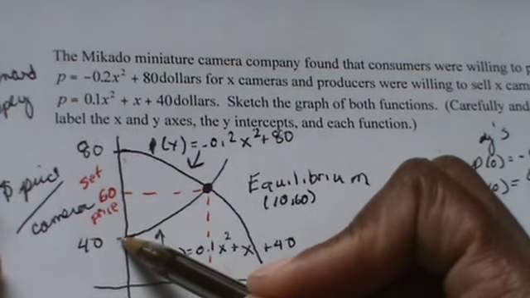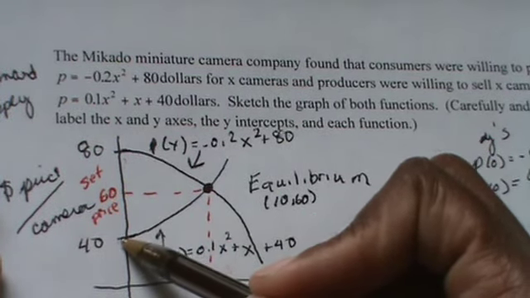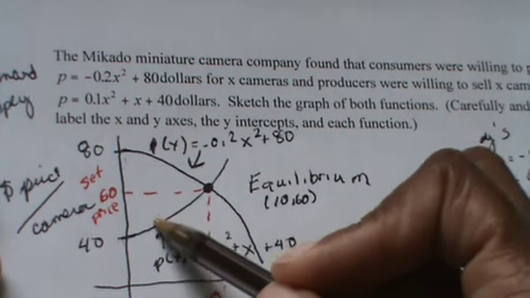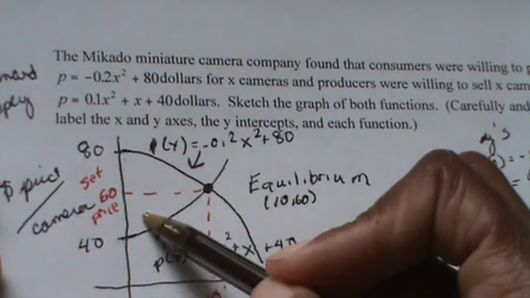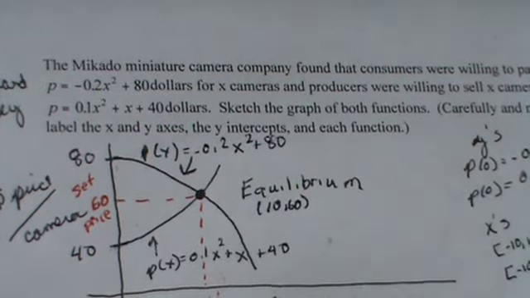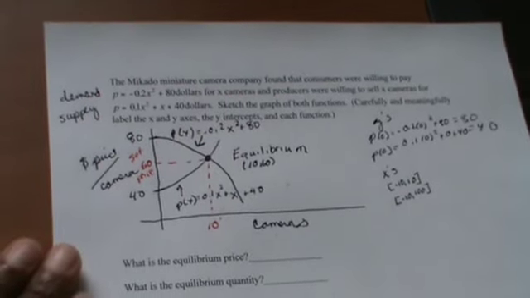Look over here. The producer is willing to sell the cameras to you for as little as $40, but as long as they're willing to get 60, which is more than the 40 they're after, the producer thinks that they're getting a benefit. All right, so let me zoom out so that I can answer some of these questions.